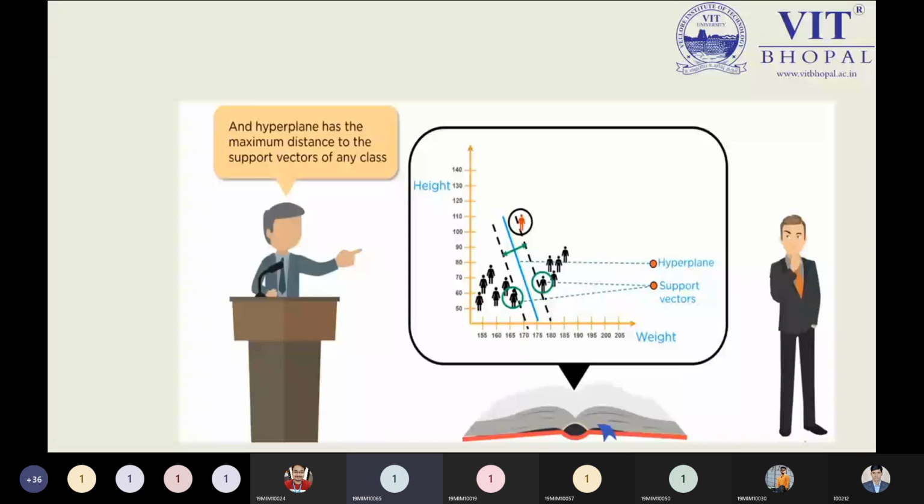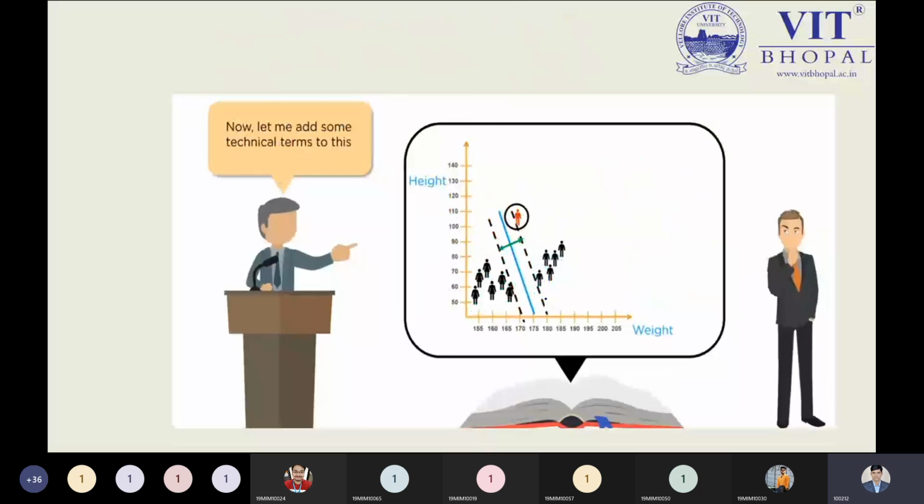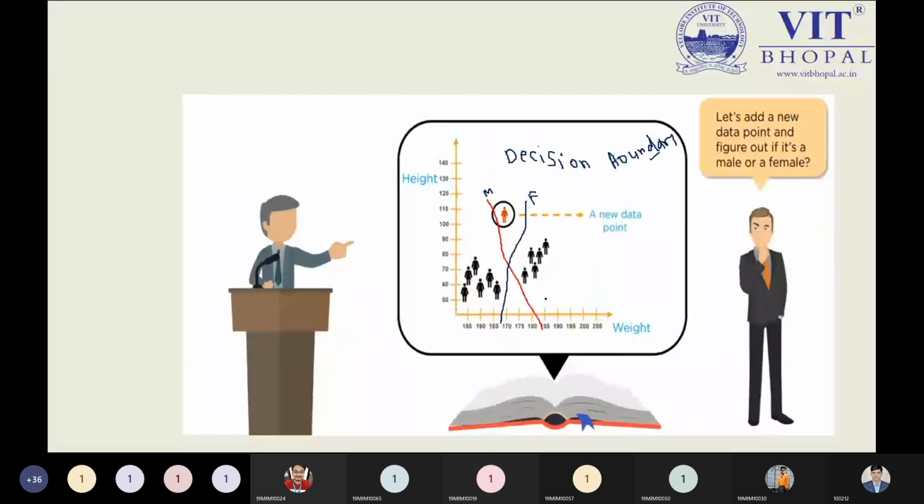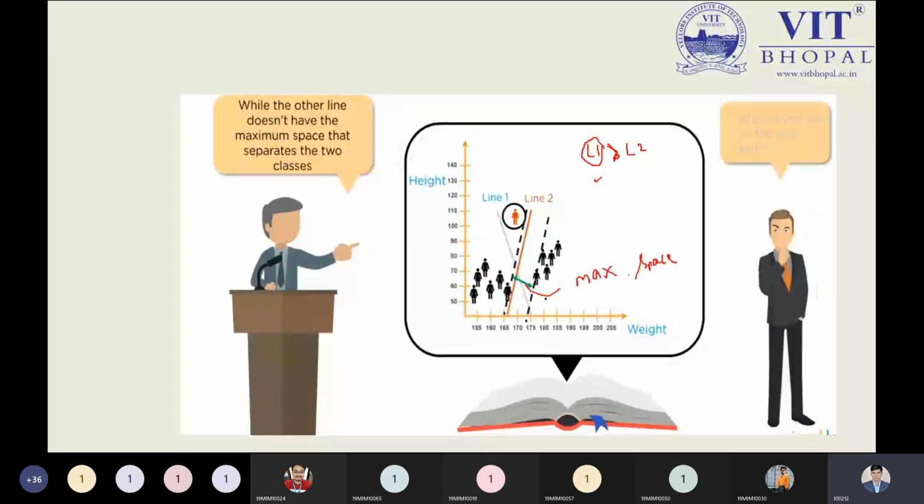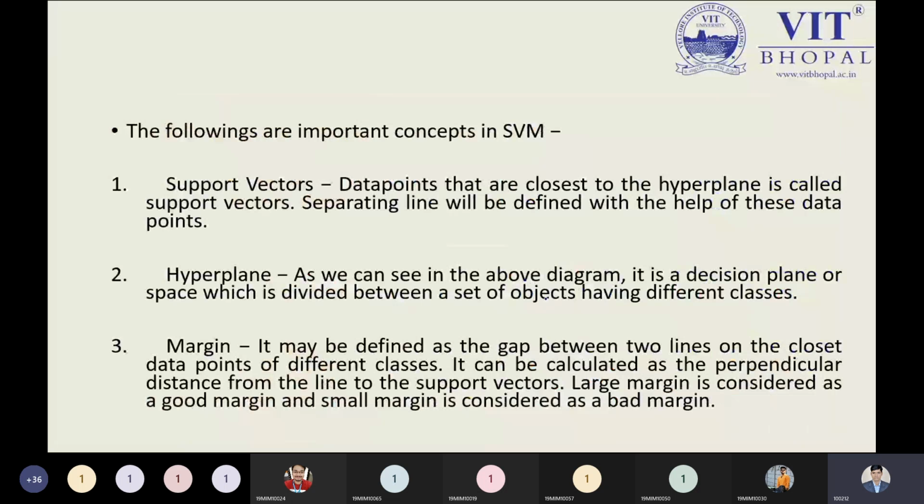Sir, can you please repeat the hyperplane? Okay, good. Let me explain by this definition, then you can understand properly. What is meant by the hyperplane is written over here. It is a distinct plane or space which divides the set of objects into the different classes. Is the definition of hyperplane clear to all now? Okay.